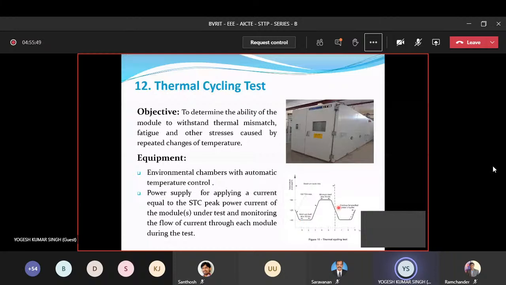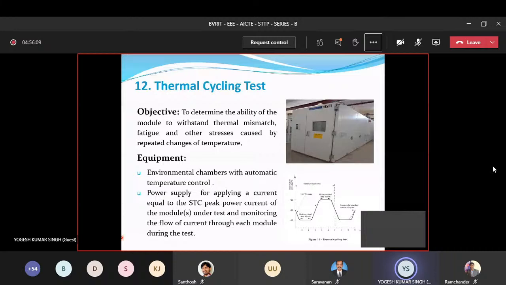This thermal cycling is decisive, because a lot of the time you want to use your module in a colder region, so your module must pass that particular criteria. If the module does not pass that criteria, you cannot put your module in that particular region.